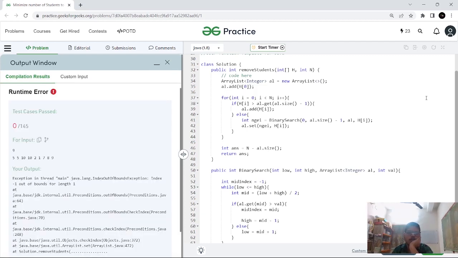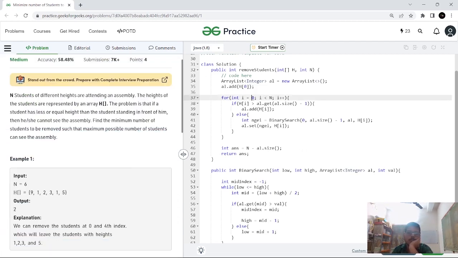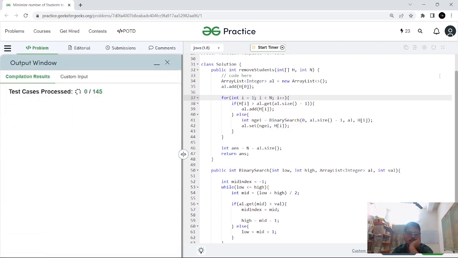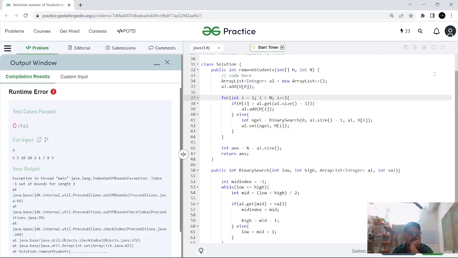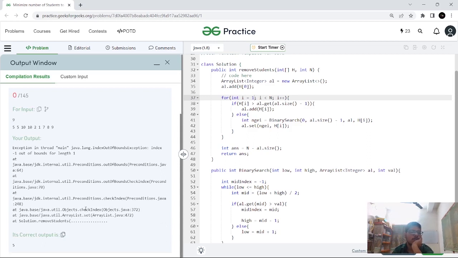Yeah, I got an error as usual. I was starting here from zero, but I should be starting from one. Again, it is showing an error. Why?